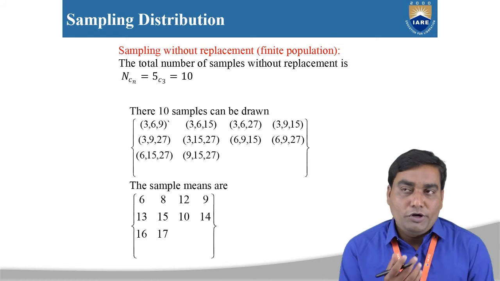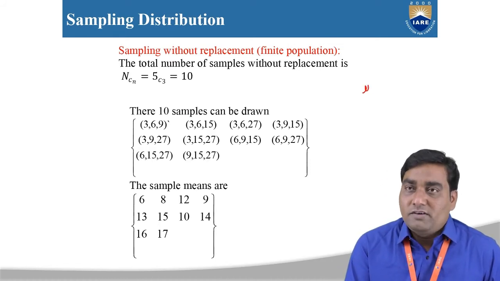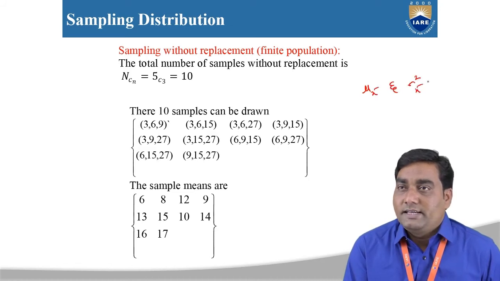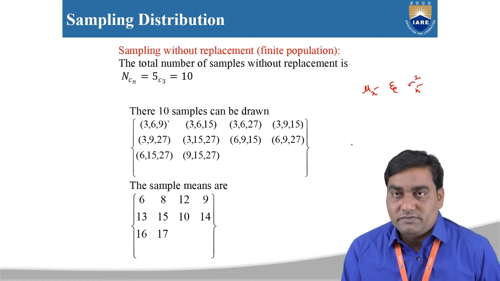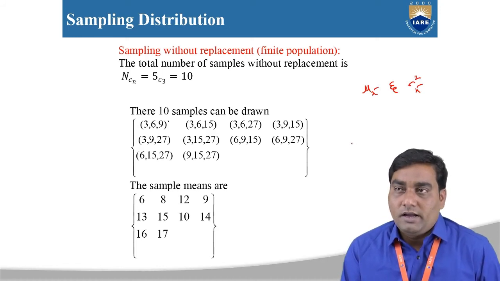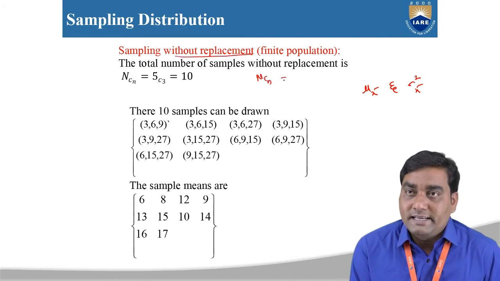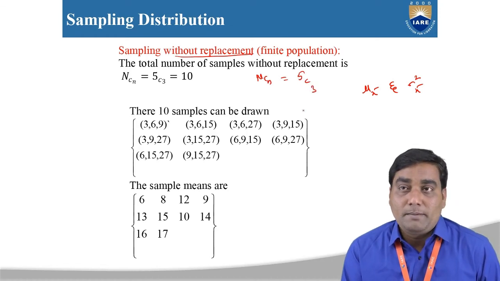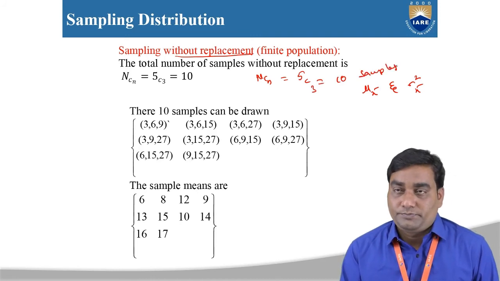Now, before discussing subproblems 3 and 4, the mean of the sampling distribution mu x bar and the variance sigma square x bar, we need to find how many samples we can draw according to the problem. In without replacement, we know that NCN samples, capital N is 5, small n is 3, because the sample size is 3. 5C3 means 10 samples we can choose.